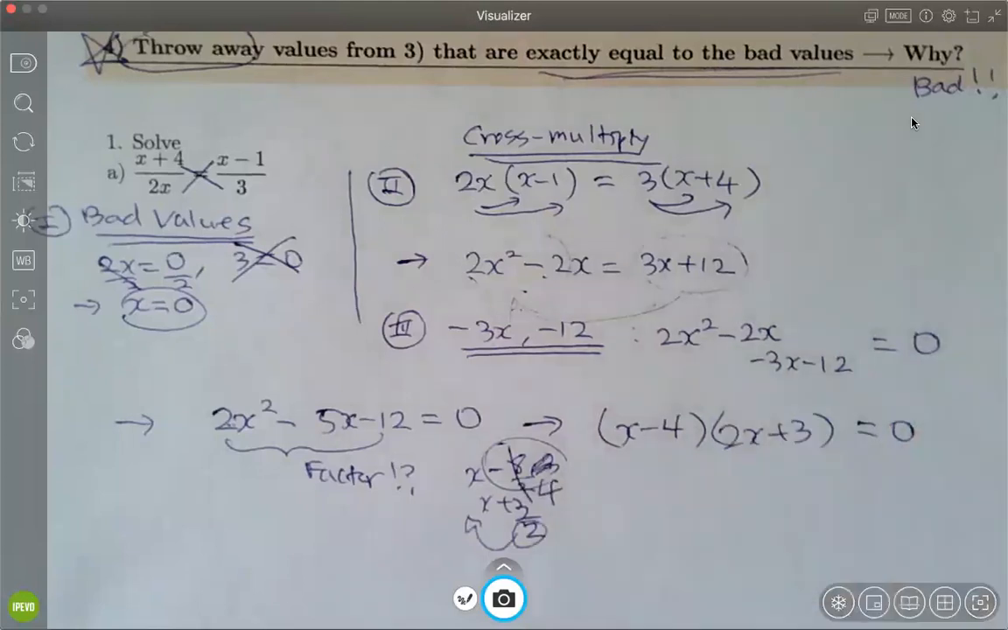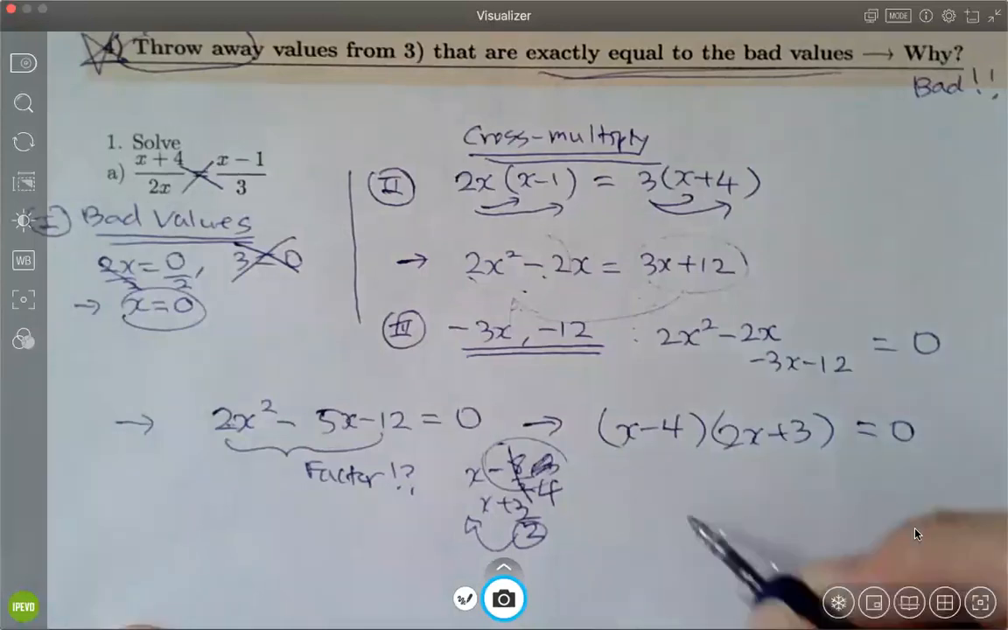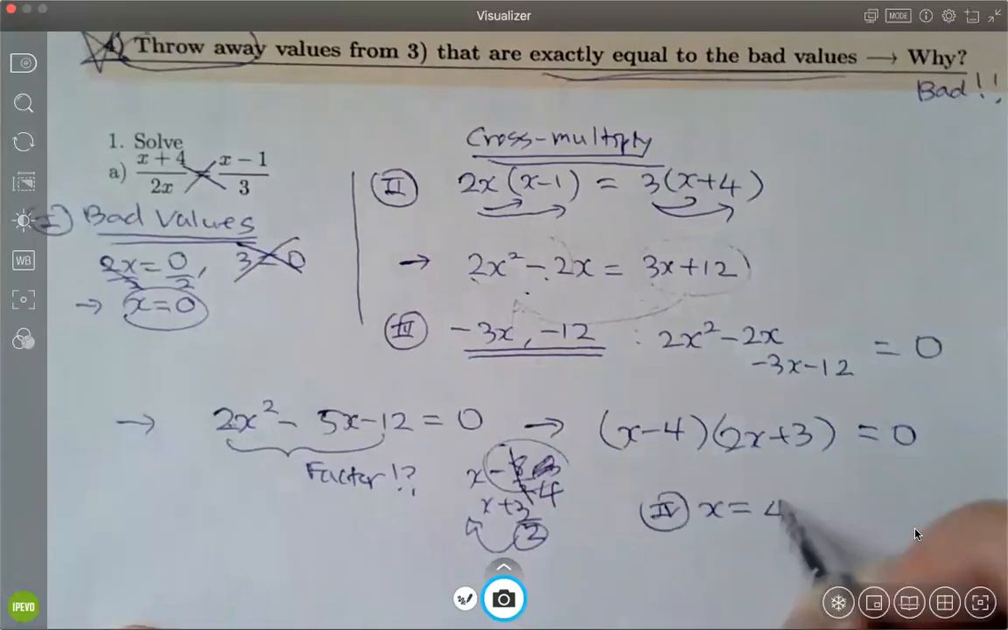Okay, or if you use AC method, you'll be using a little bit of different approach, but again, practice factoring, that's important. I cannot lecture factoring things here. So x is equal to what? 4 and -3/2, right?